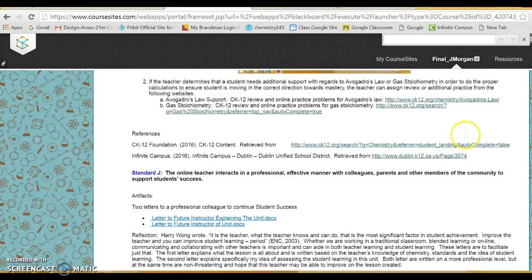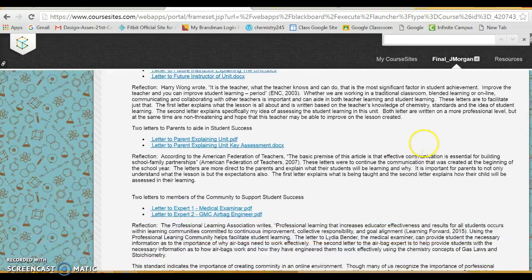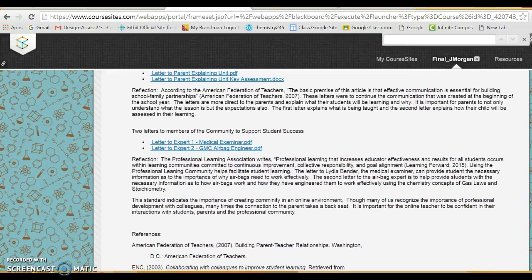Standard J, the online teacher interacts in a professional, effective manner with colleagues, parents, and other members of the community to support student success. Here are our letters. Letters to the future instructor explaining the unit and the key summative assessment. Letters to the parents explaining the same thing, the unit and the key summative assessment. And then 2 letters to our professional learning community, 1 to a medical examiner and 1 to an airbag engineer, where I have gathered information, elevated the level of learning the students will be getting, and incorporated their NGSS science standards into what they're learning on airbags from these 2 experts.